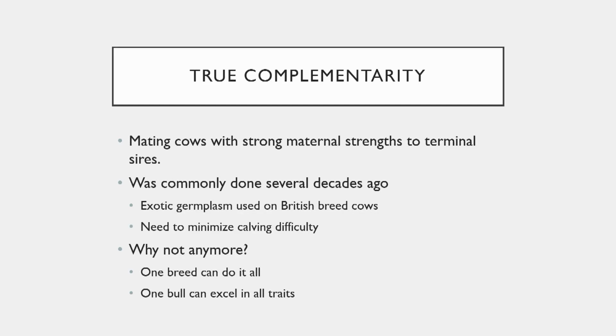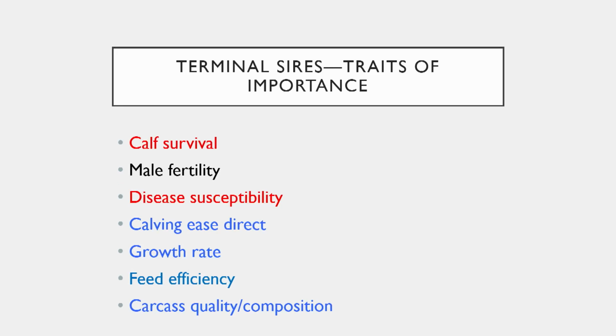I would argue that this kind of thing was commonly done decades ago when exotic germplasm was first imported, maybe not so much anymore. I have a couple of theses as to why that is, the notion that one breed could do it all, or even worse, one bull can excel in all traits. Both of those, of course, false. If we think about the traits that are important, if I'm producing terminal offspring, this is my list here. The ones in blue, the majority of beef breeds have some kind of EPD for feed efficiency. A lot have some kind of residual, be it residual feed intake or residual average daily gain, and a lot have dry matter intake. But these are the things I would focus on if I'm terminally focused.